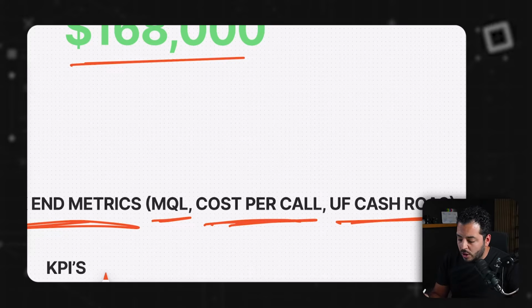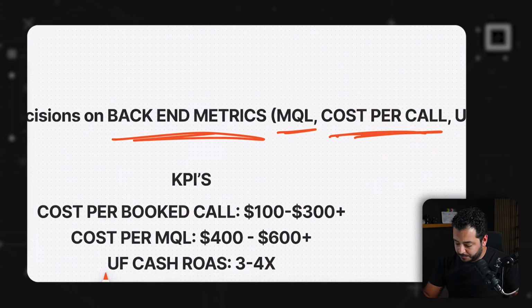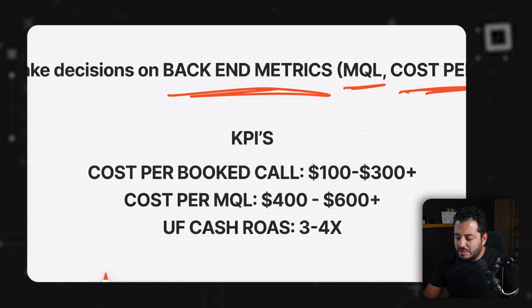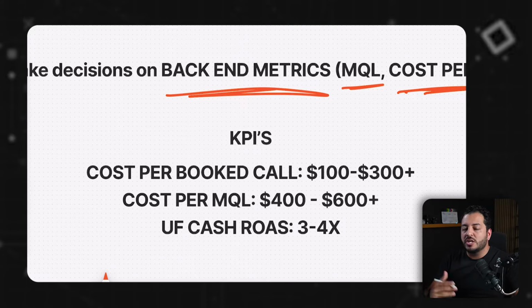Cost per call, I think if you're watching this video, you probably know what that is. And then upfront cash ROAS. All that means is how much cash you are collecting up front from those sales calls that you're having. So obviously a lot of people's next question is, what are the KPIs? What numbers should I shoot for?